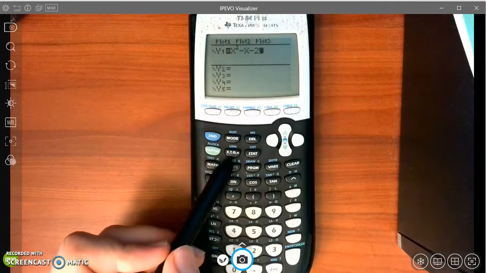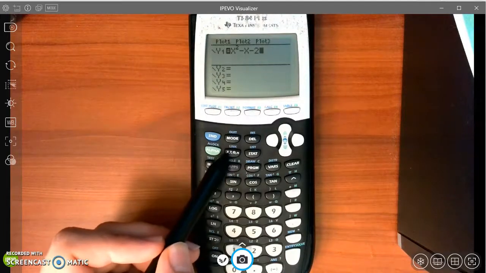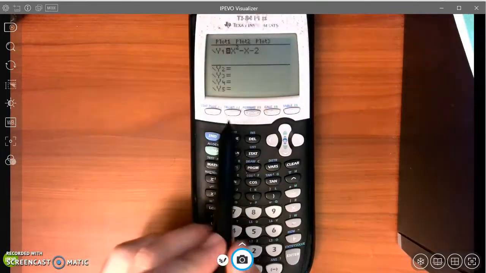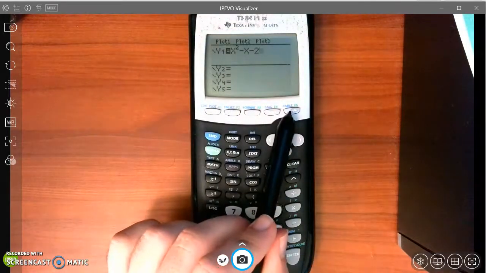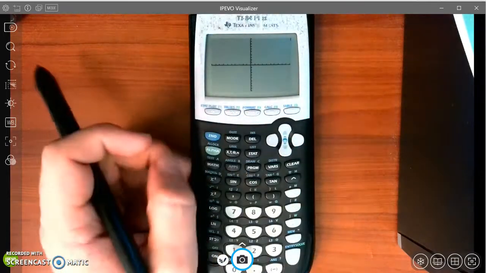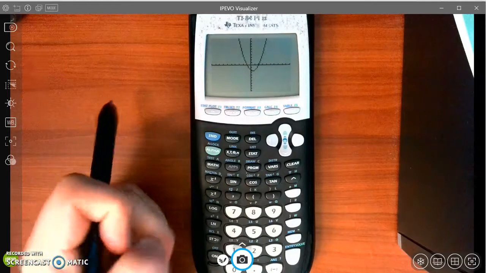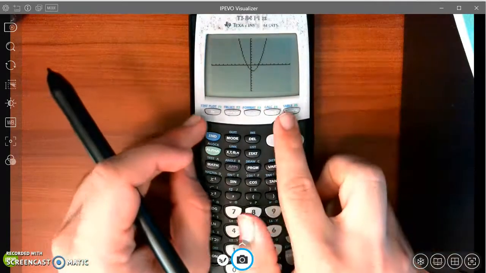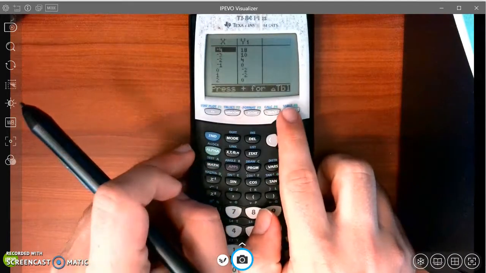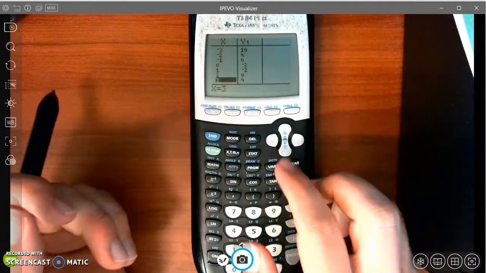This button here below mode with x, t, theta, and n, that's your x button. Do not use any other thing for x. Then to get a table, take a look along the top row here. This button here, graph, if you push graph, it will show you what that picture is supposed to look like. In this case, it's going to be a U shape. If you want a table to give you some points, hit second graph. See where it says table up there in blue? That will give you a table that you can use to get all of your points.